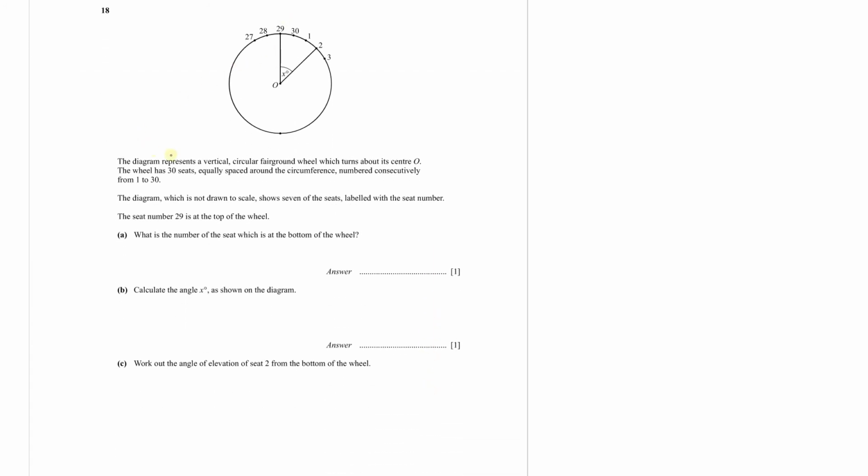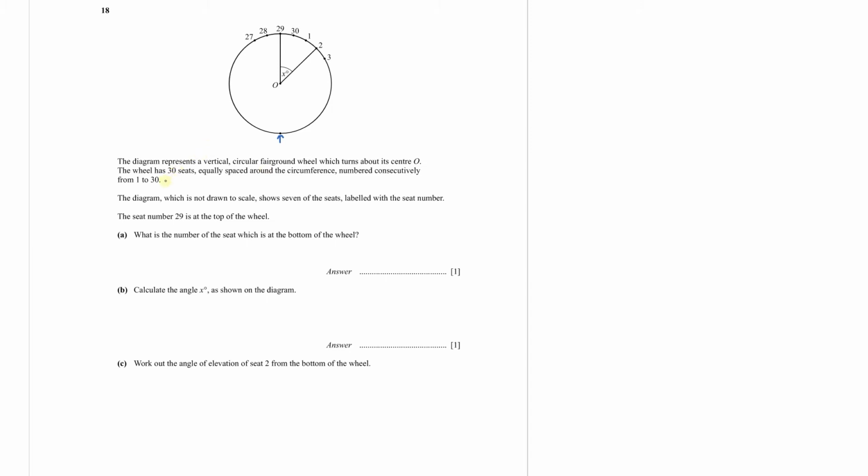Question number 18 is, the diagram represents a vertical circular fairground wheel which turns about its center O. The wheel has 30 seats equally spaced around the circumference, numbered consecutively from 1 to 30. The diagram, which is not drawn to scale, shows 7 of the seats labeled with the seat number. So you have these seats labeled. The seat number 29 is at the top of the wheel. What is the seat number which is at the bottom of the wheel? So we are looking at this seat number here, which is at the bottom of the wheel.